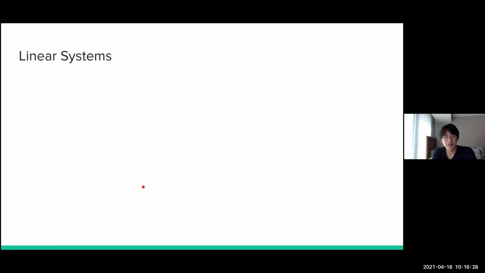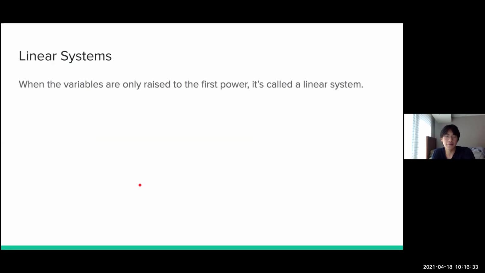Now, the next thing I want to talk about is linear systems, and these mean when the variables are only raised to the first power. So single variable equations are examples of linear systems, but often linear systems involve more than one variable.